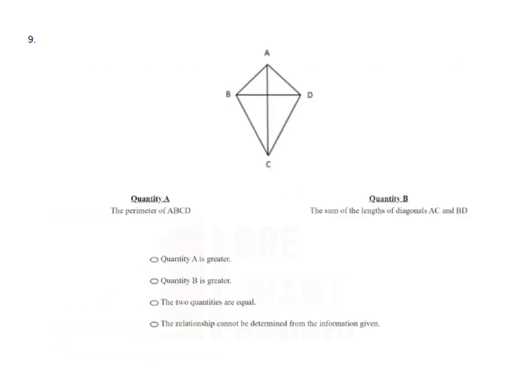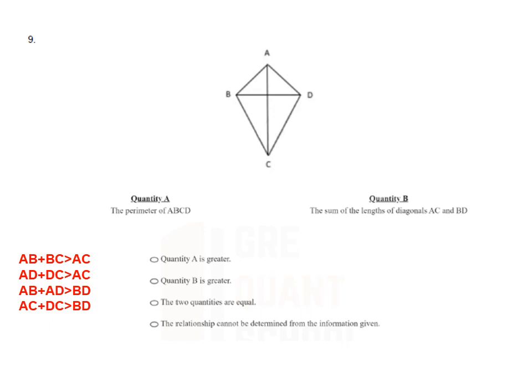Now, in quantity A we have the perimeter of ABCD, and in quantity B we have the sum of the lengths of diagonals AC and BD. We don't have the numbers, but we have a diagram. Now, how to solve this problem? Let us see. We'll use the triangle inequality, the length of sides of a triangle.